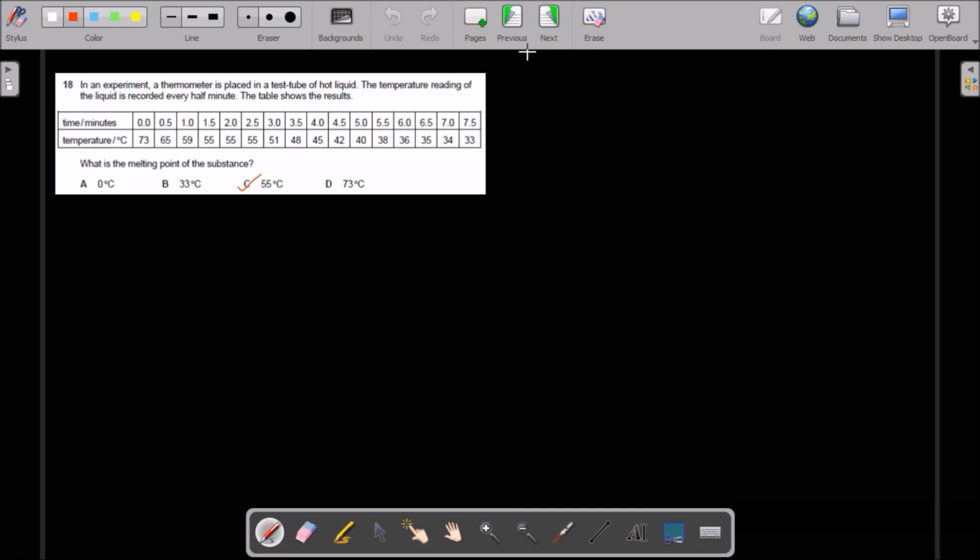In this question, what is the melting point of the substance? Okay, we should find some area where the temperature doesn't change. So in these parts, temperature doesn't change. What does it mean? It means in this area, latent heat of fusion is given to the substance, but temperature doesn't change, and melting happens. That's why 55 will be melting point of this substance.